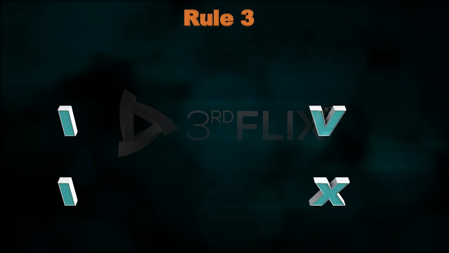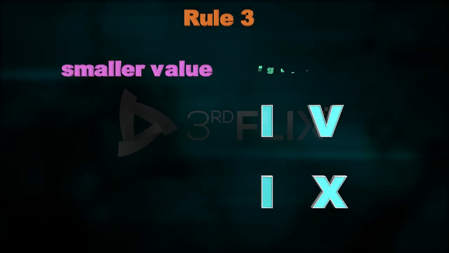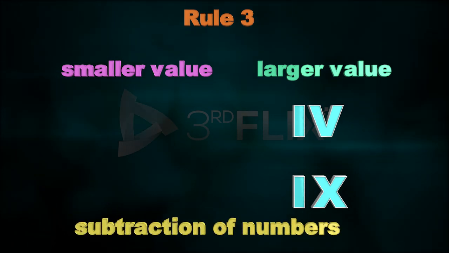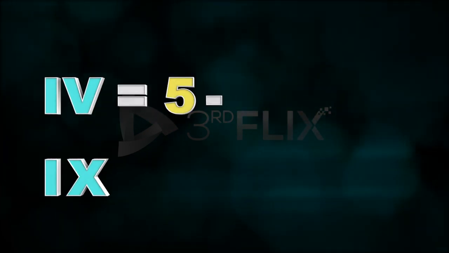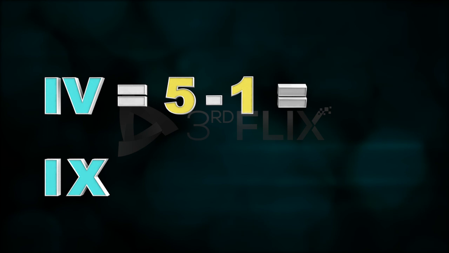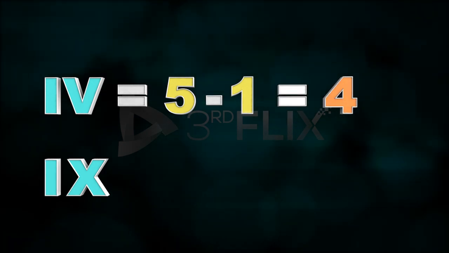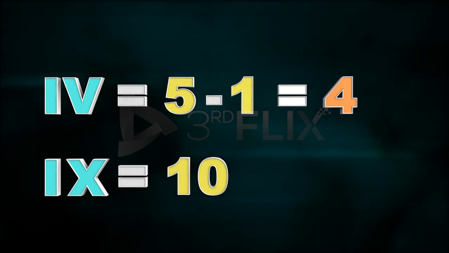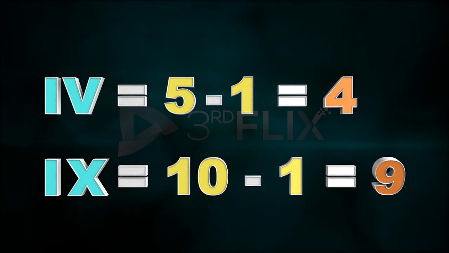Rule 3. Writing a smaller value to the left of a larger value means subtraction of numbers. IV is equal to 5 minus 1 is equal to 4. IX is equal to 10 minus 1 is equal to 9.